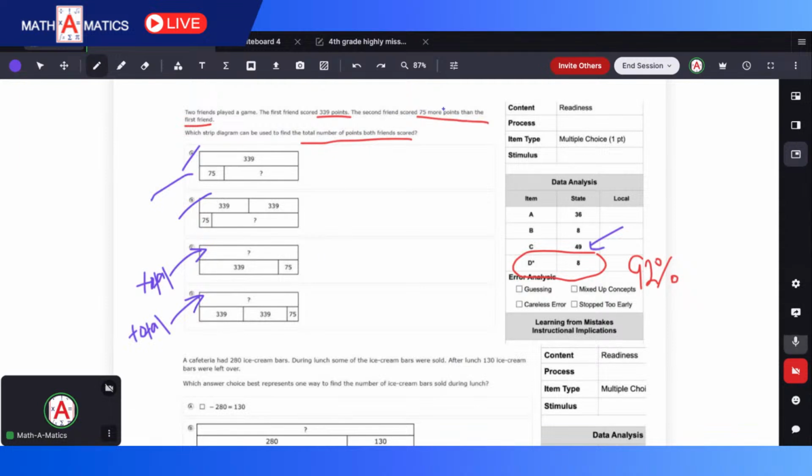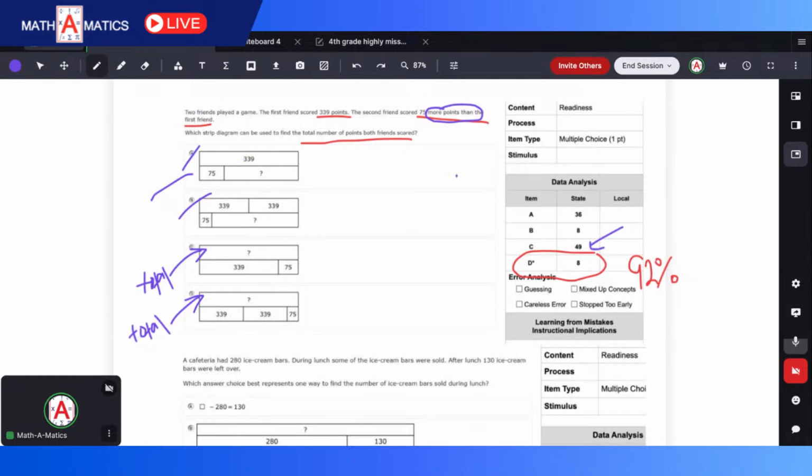The students didn't understand the "more points than the first friend." So they just put their number there. They didn't know what was going on. They were like, oh, that has 39 and that has 75. So that's out. But then this one asks, so what's the total number of points for both friends?